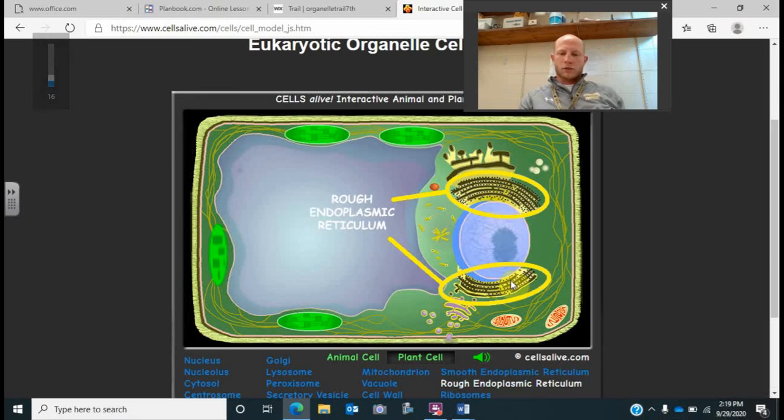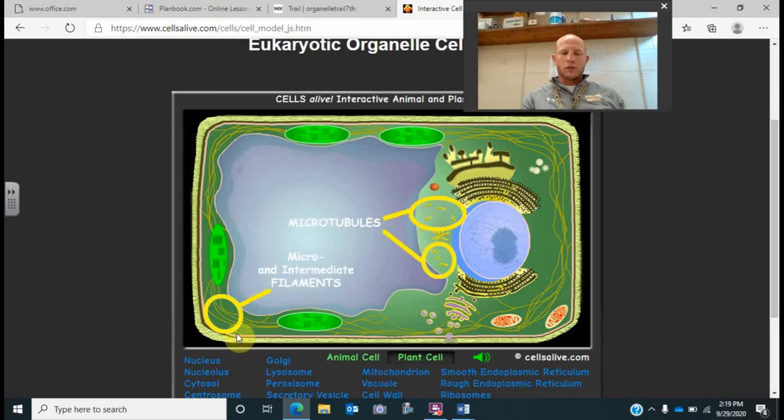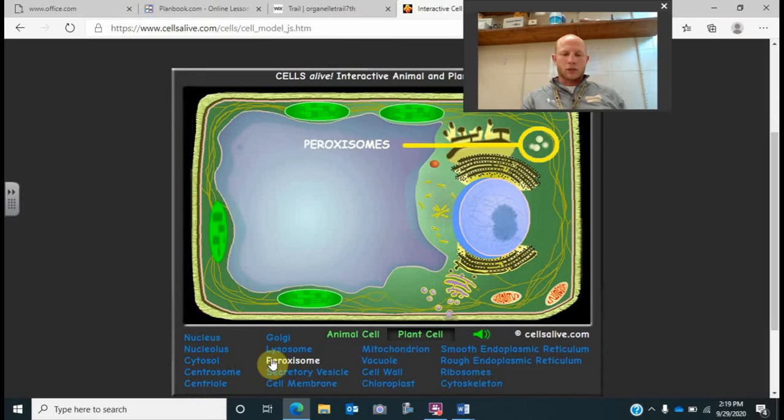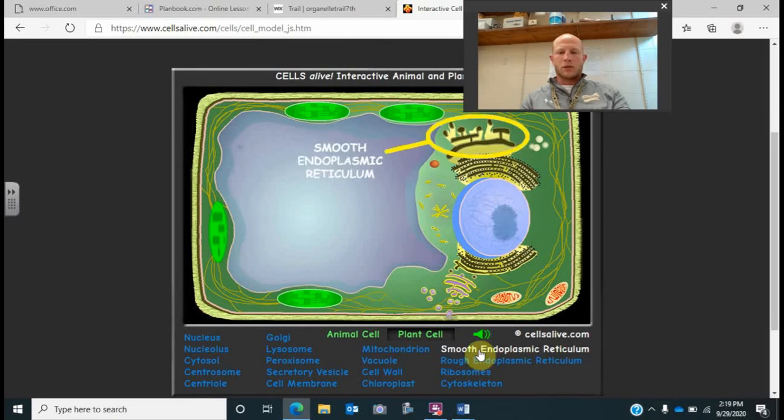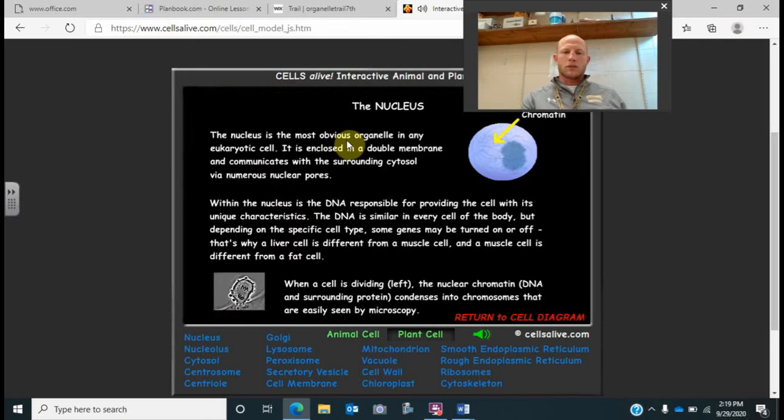Okay, but I can run my mouse over this guy, and here's the rough endoplasmic reticulum. Here's my nucleus that we were just talking about. So I'll click on my nucleus. If you can't find it, you can also see there's a list of organelles down here, and they point to them on your screen. So if I look at my nucleus here, the nucleus is the most obvious organelle in any eukaryotic organism. So there's a location, this E word, E-U-K-A-R-Y-O-T-I-C, eukaryotic.